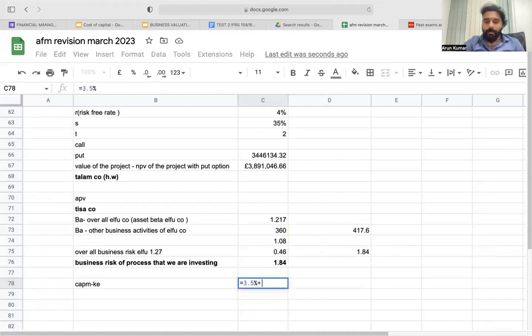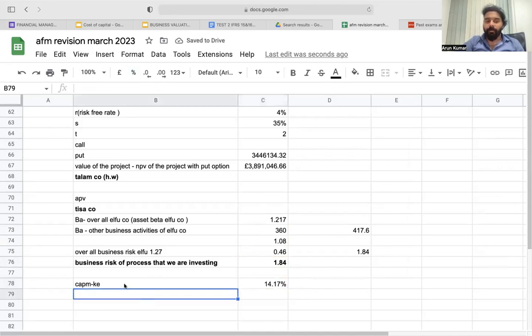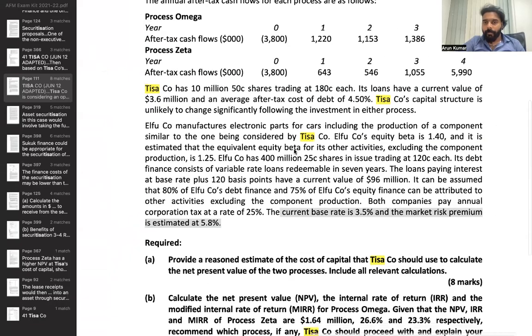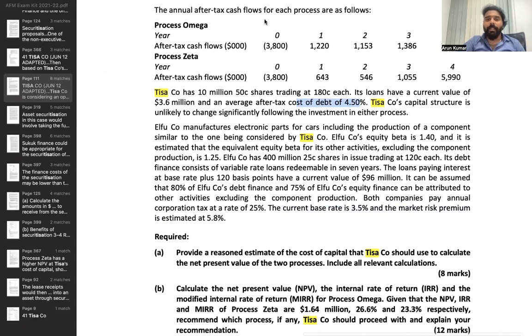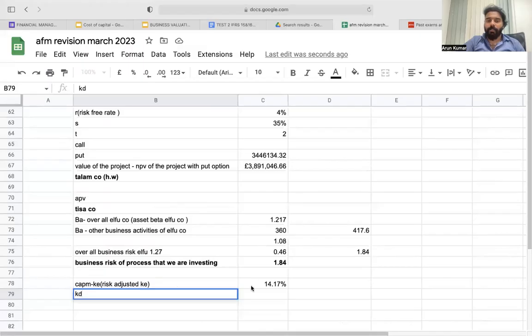It will be 3.5% plus 1.84 into the premium, 5.8%. So what value will we get? The CAPM risk-adjusted KE is 14.7%. And we know the cost of debt as well. The after-tax cost of debt is given directly in the question, which is 4.5%, otherwise we'd lose time there. 4.5%. How are you going to calculate the WACC?